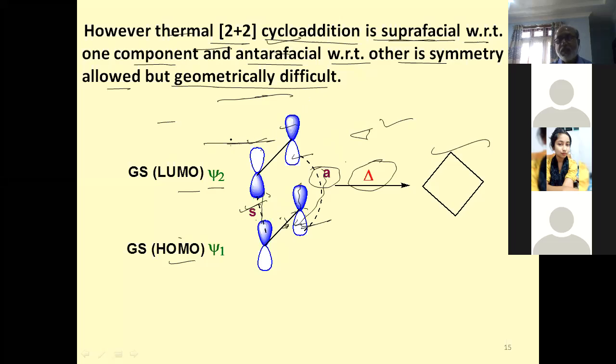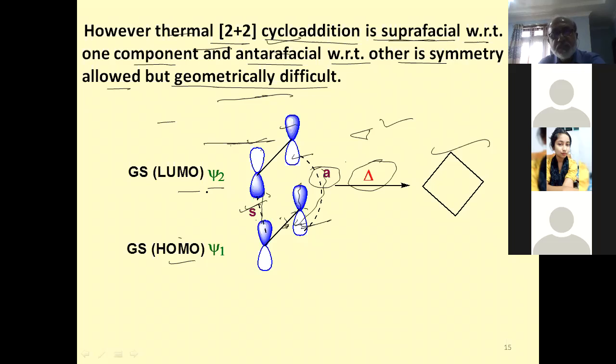In case of ketene and alkene, this is possible. So thermal cycloaddition is possible in 2 plus 2 cycloaddition. I think I have not included that, so next class I may give it if required.